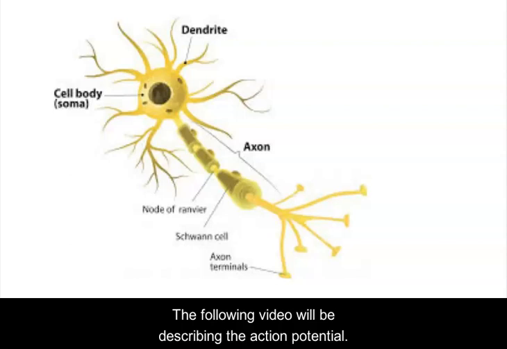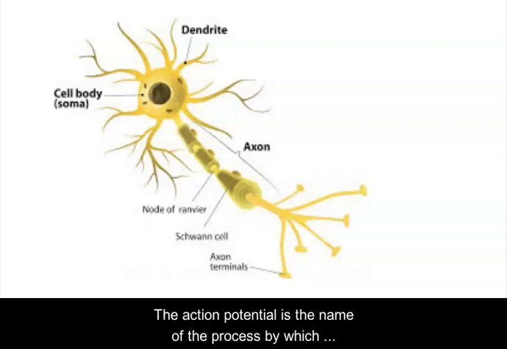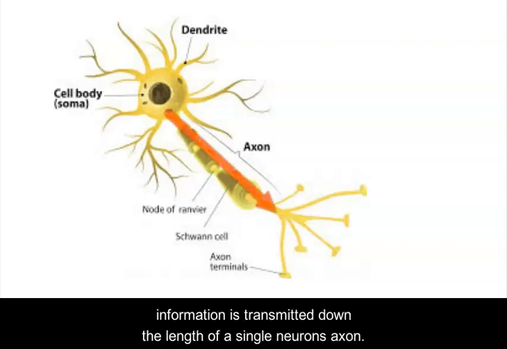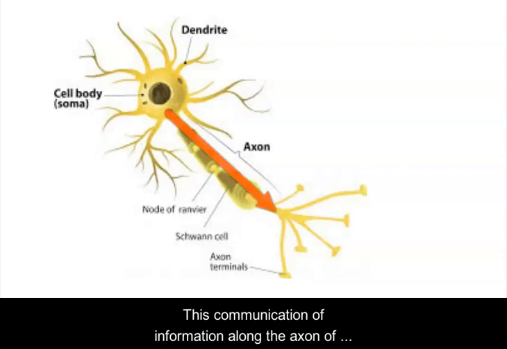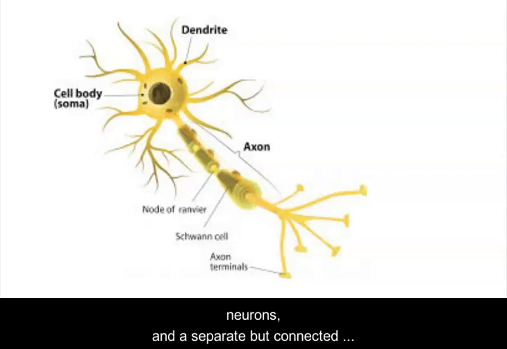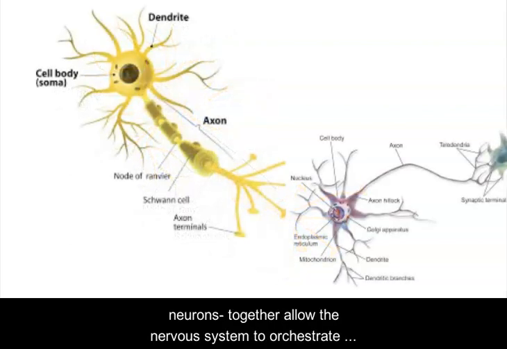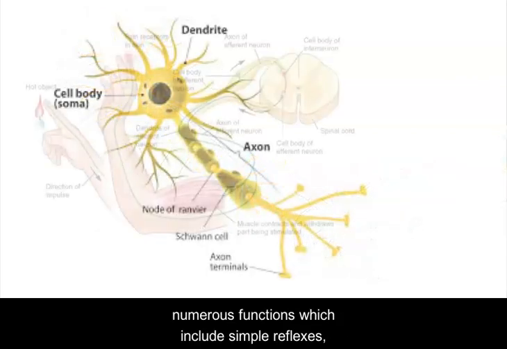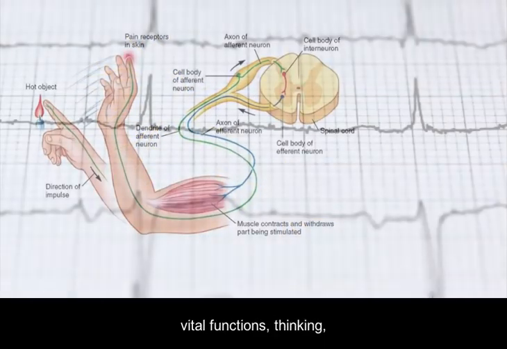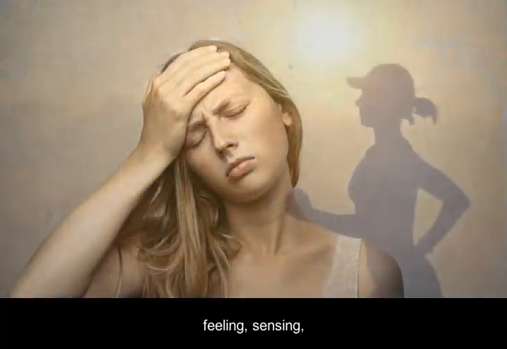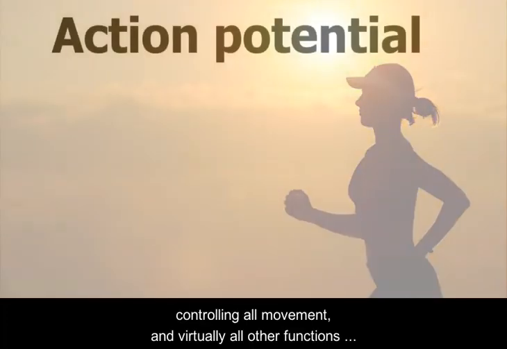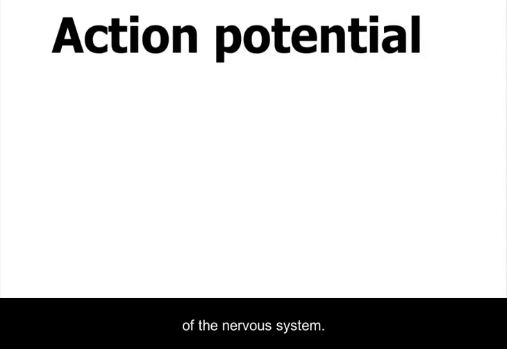In the following video, we will be describing the action potential. The action potential is the name of the process by which information is transmitted down the length of a single neuron's axon. This communication of information along the axon of neurons is a separate but connected process that allows communication between nerve cells. Together, they allow the nervous system to orchestrate numerous functions, which include simple reflexes, vital functions, thinking, feeling, sensing, controlling our movement, and virtually all other functions of the nervous system.